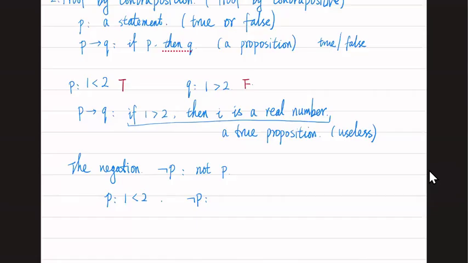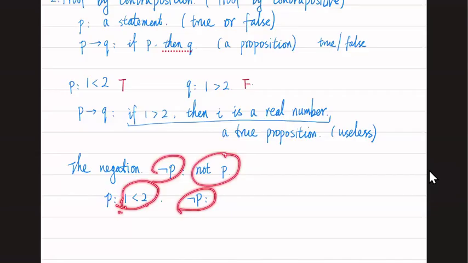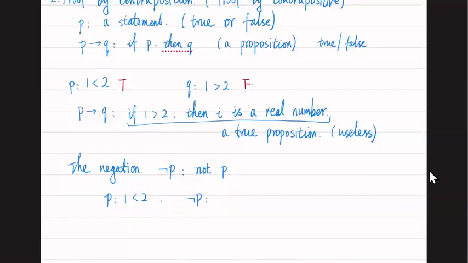So the negation, not P. Now we have a statement, 1 less than 2. What's the negation of this statement? So 1 is not less than 2.